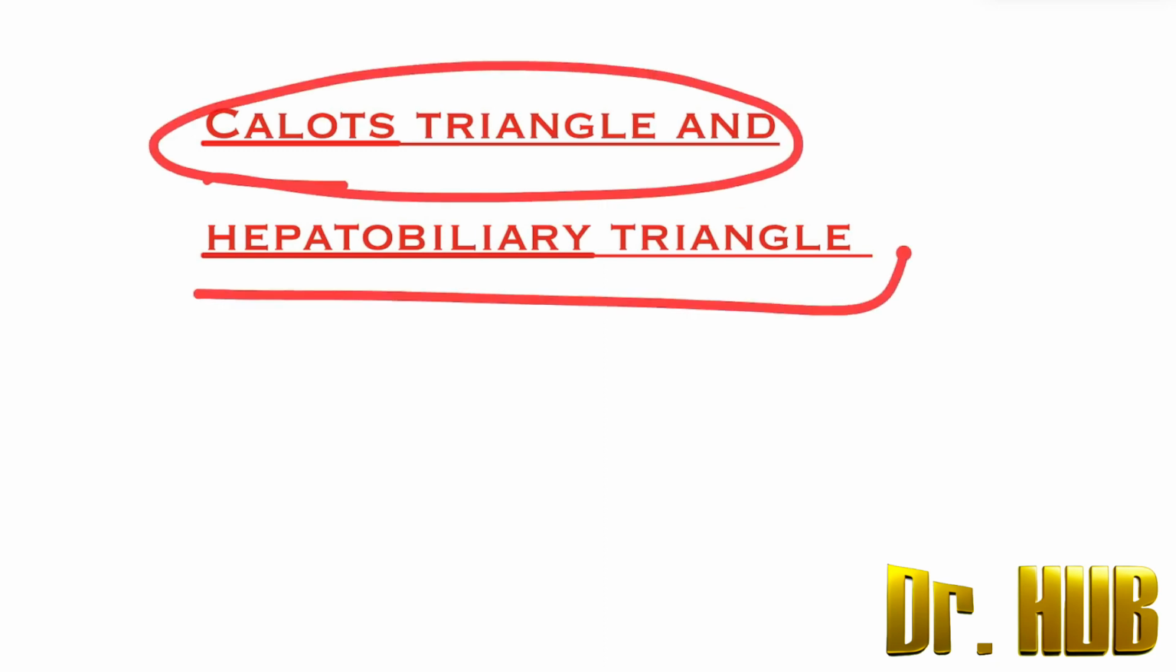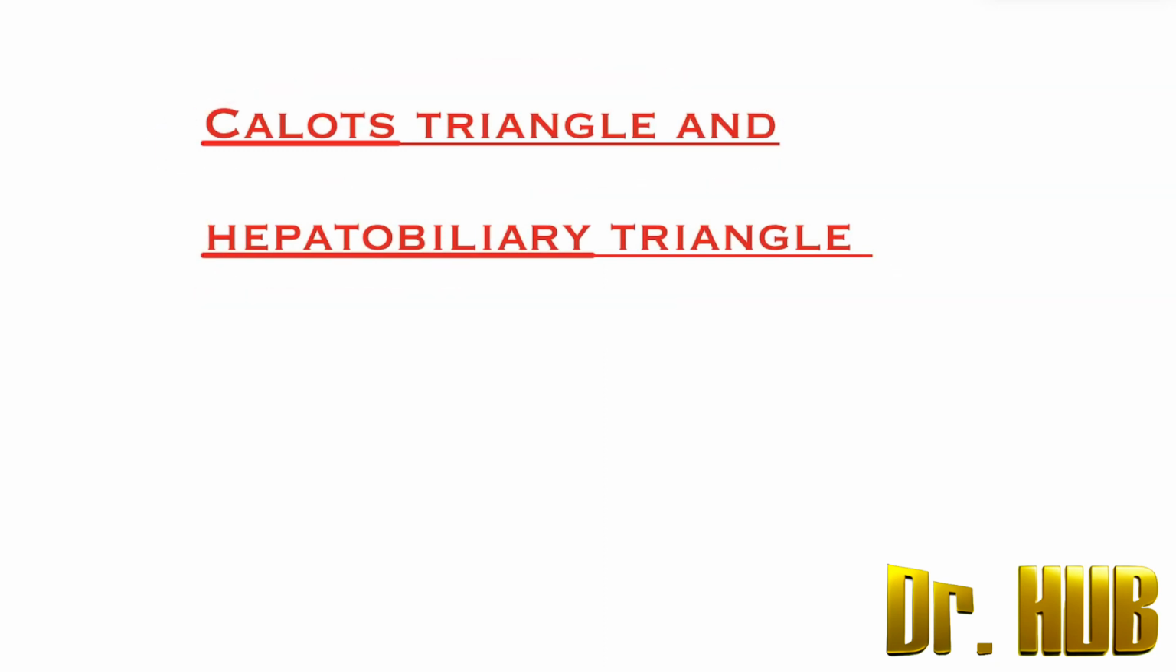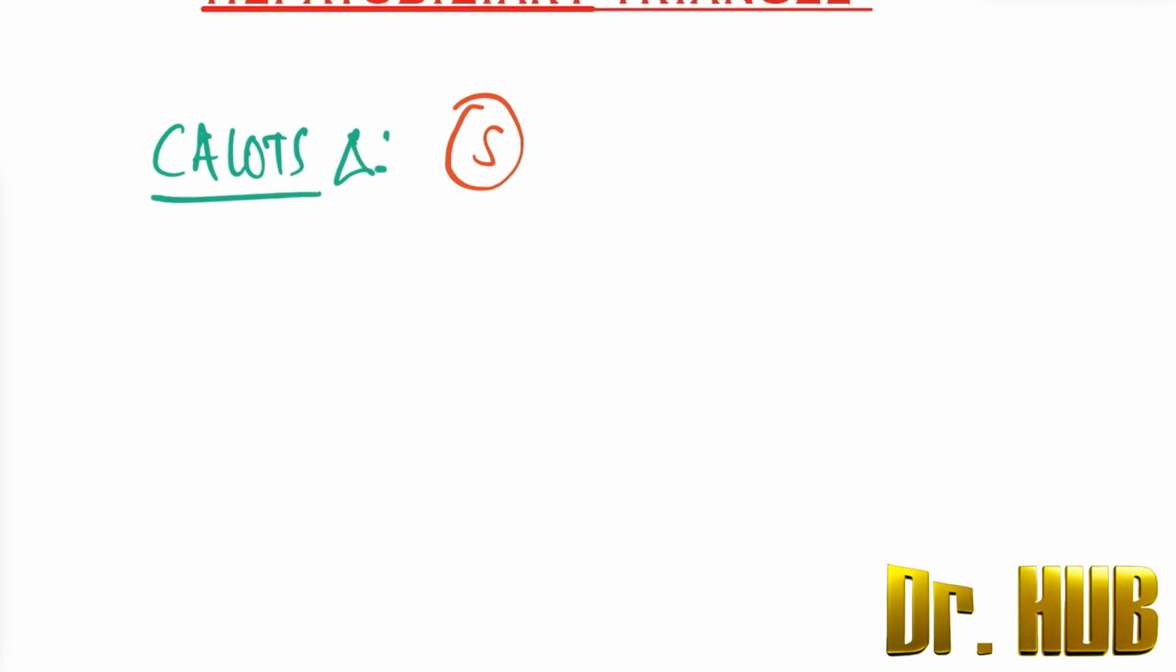Calot's triangle and the hepatobiliary triangle. So let's look at the boundaries, and later on we'll see the diagram as well. First we are looking at Calot's triangle. Calot's triangle is bounded superiorly by the superior border of the cystic artery.